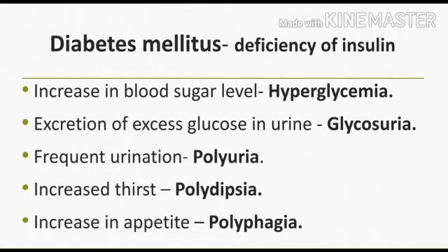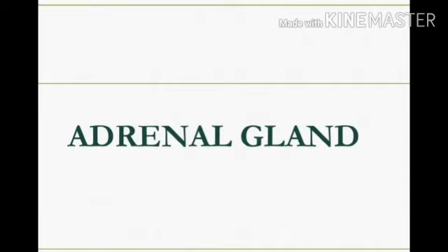Then frequent urination, that we will call as polyuria. Poly means more, many. So they will go for urine frequently. Then increased thirst, that is polydipsia. So it is increased thirst because they are continuously going for urination. And the increase in appetite, that is polyphagia, means they will always feel hungry. So now we saw about the gland pancreas and its hormones.